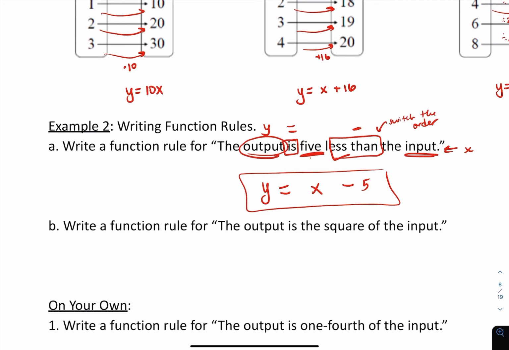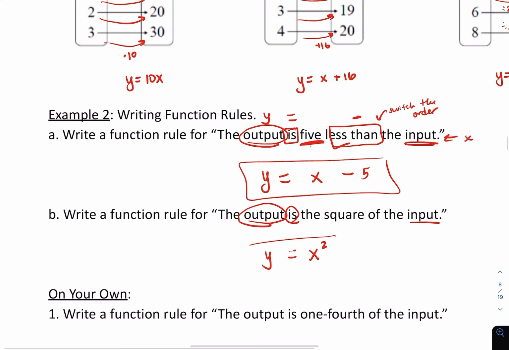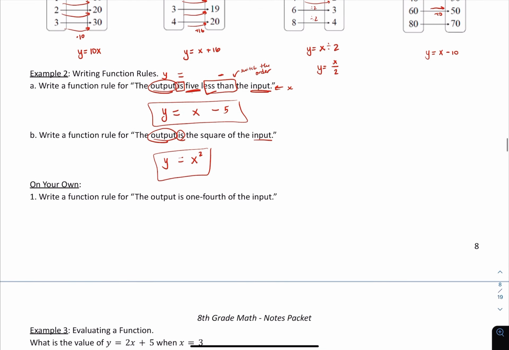Letter B, write a function rule for the output as the square of the input. Okay, output is y, is equal to the square of the input. Remember, square is just like a little exponent of 2. So this is what your function rule is then going to be. Okay, so why don't you do the next one on your own?